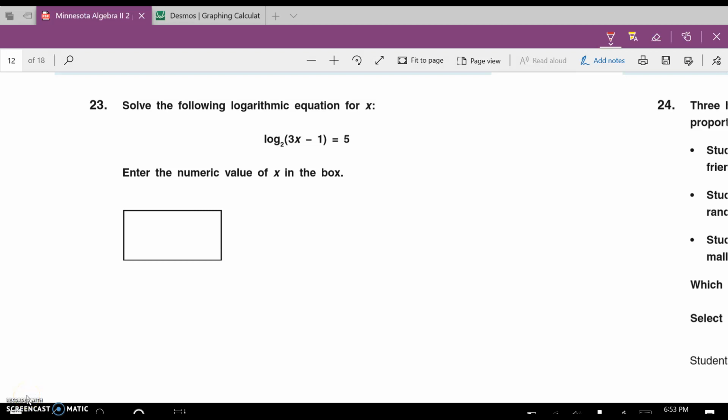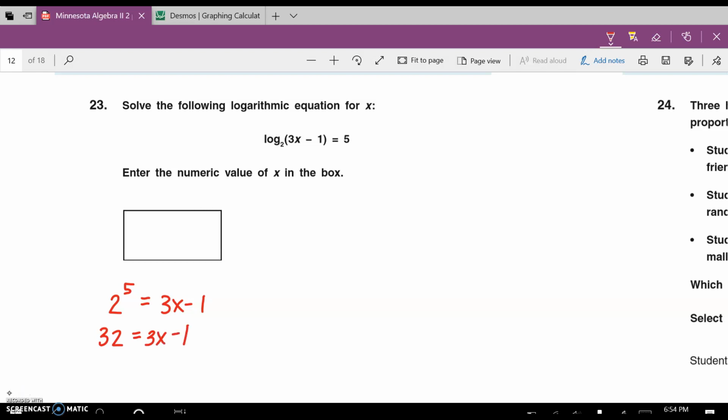So number 23 is talking about logarithmic equations. And logarithmic equations are pretty much the same thing as logarithms. Okay, so we have our base of 2, our exponent of 5, and then it equals 3x minus 1. So then we just have to figure out what 2 to the 5th power is, which is 32.